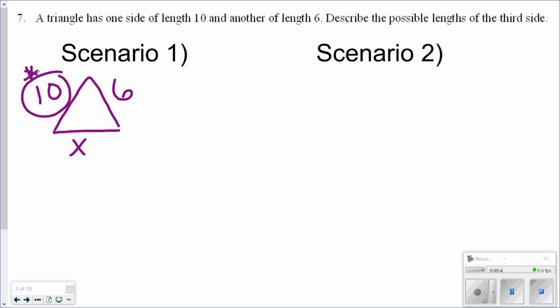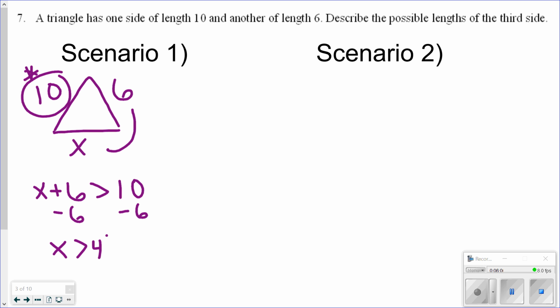If 10 is the longest side of the triangle, that means that when I add up my two shorter sides, they need to be larger than 10. So let's write that down, that X plus 6 needs to be greater than 10. All right, so let's solve for X by subtracting 6 from each side, which means that X has to be greater than 4. That's our first part of our answer.